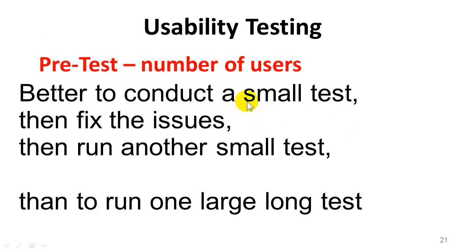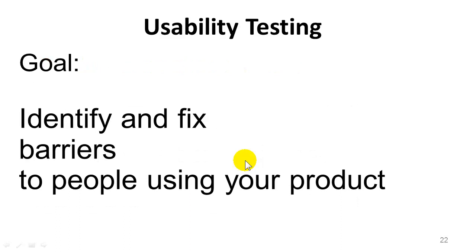It's better to conduct a small test and then fix the issues, and then run another small test to see if those issues are fixed or if there's any other issues, than to run one large long test. So one large long test before you roll the product out is not a good idea. Small test, fix. Small test, fix. Our goal in user testing is to identify and fix barriers to people using your product.